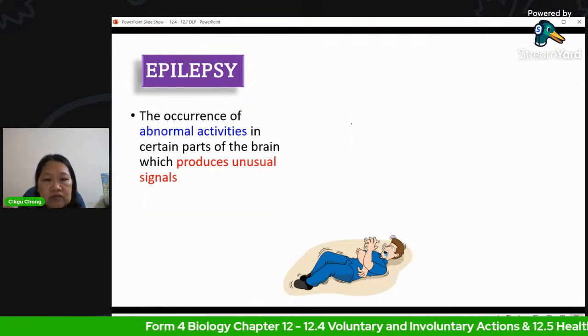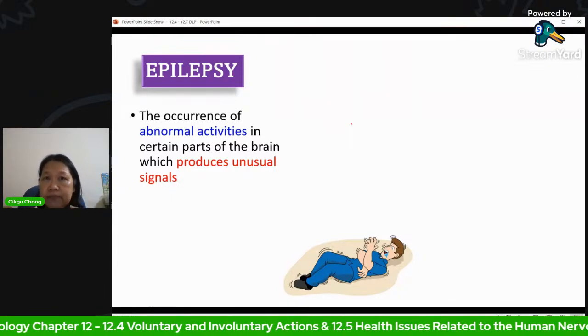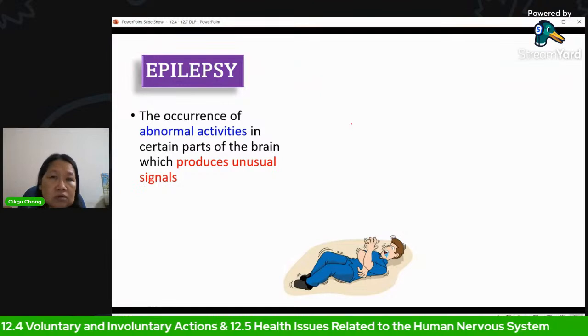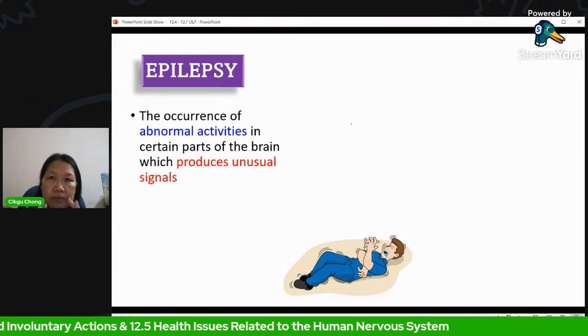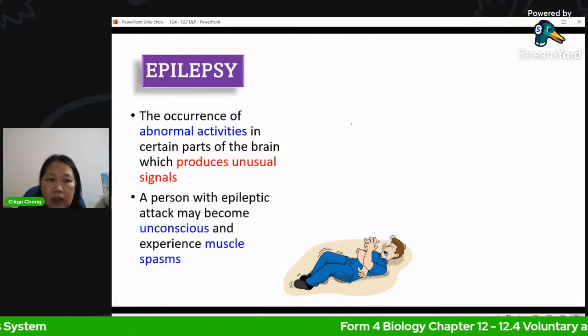These are abnormal activities in the brain function. As you know, there are a lot of impulses in the brain. So it's producing abnormal signals. The brain is hyperactive, maybe it's producing the wrong signals, so it causes your body to go into convulsion like this. A person with an epileptic attack may become unconscious.